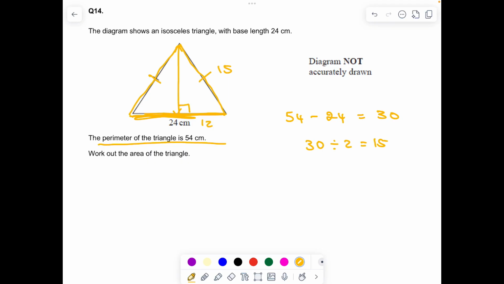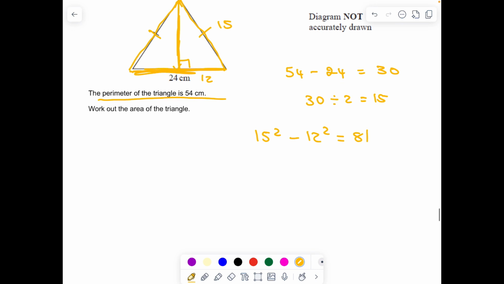And then I'm going to use Pythagoras. Since this is one of the shorter sides that I'm working out, I'm going to do 15 squared minus 12 squared, which gives me 81. And then I'm going to do the square root of 81 to give me 9 centimetres. Do not forget you have not finished there. So 9 centimetres just tells you the height of the triangle.